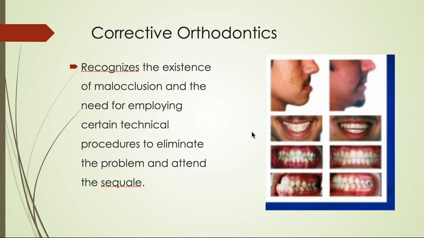Next branch is corrective orthodontics. Corrective orthodontics means to recognize the existence of malocclusion and the need for employing certain technical procedures to eliminate the problem and attain the sequelae. Means if the patient has reported with an already existing malocclusion, then you have to recognize what that malocclusion is, then take the necessary steps to correct the malocclusion by various appliances.